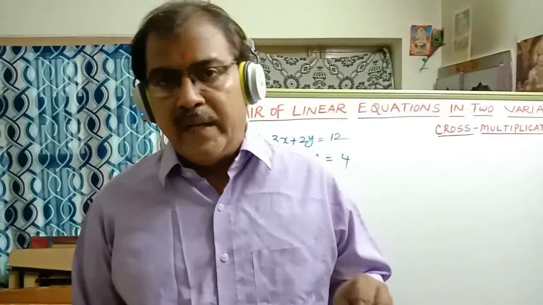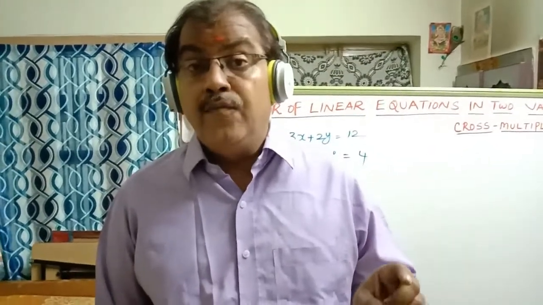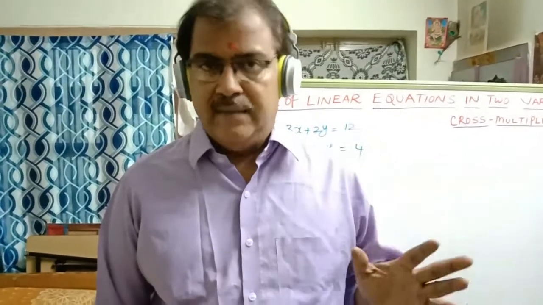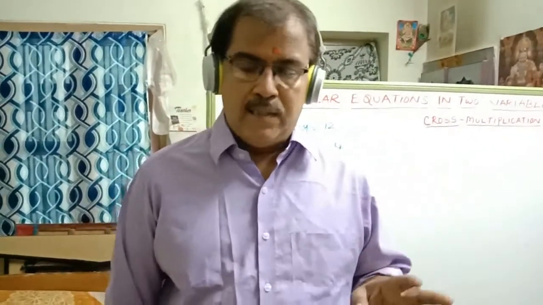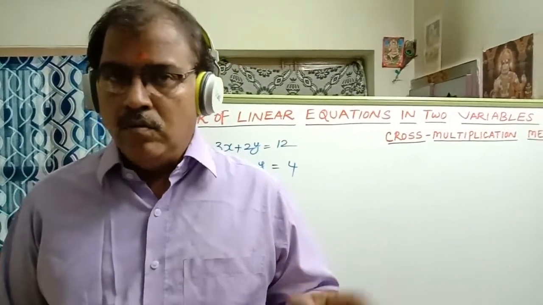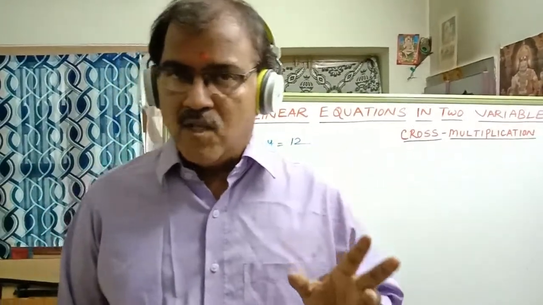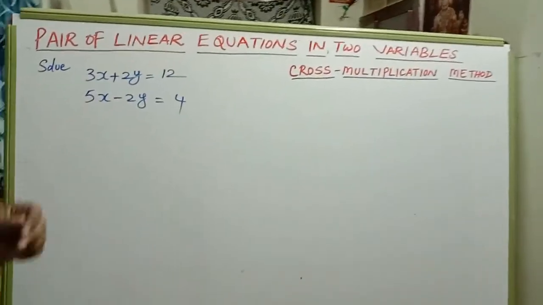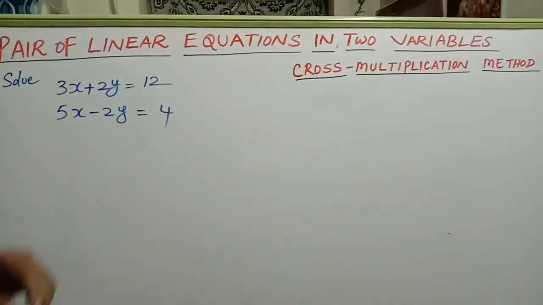Today I am going to explain how to solve a pair of linear equations in two variables by using the cross multiplication method. Already we learned the elimination method and the substitution method. Now today's class is the cross multiplication method. First of all, here two equations are there, a pair of linear equations.